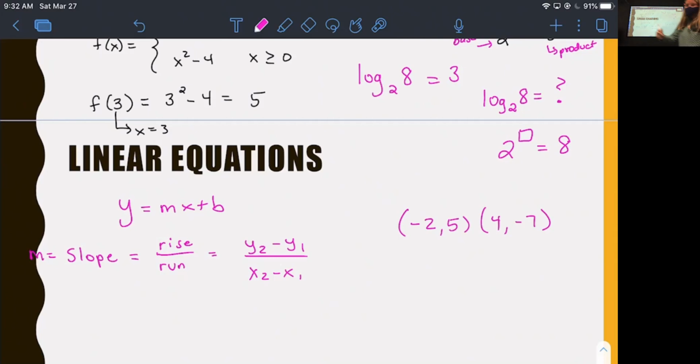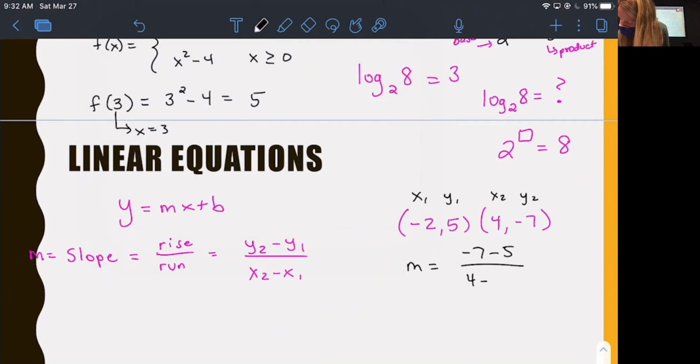So let's do this with the formula. X1, Y1, X2, Y2. So this slope is going to be Y2 minus Y1 over X2 minus X1. So -7 minus 5 over 4 minus -2. And then you just have to be careful with positives and negatives. -7 minus 5 is -12. 4 minus -2 is 6. If I reduce that, what's the slope going to be? -2. Is that okay?